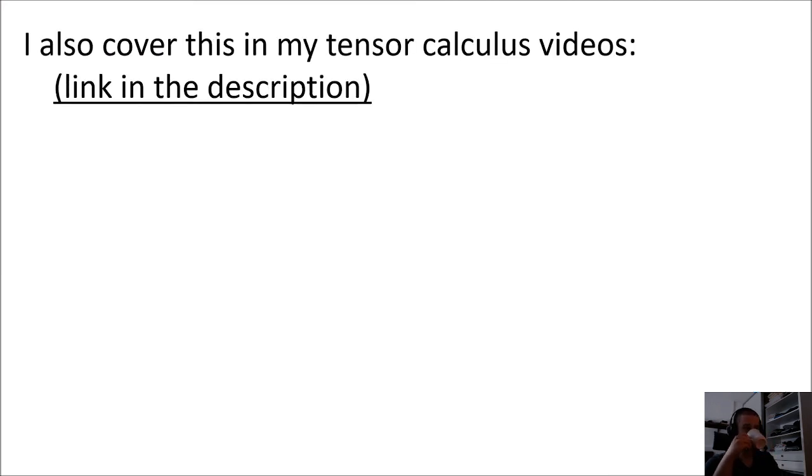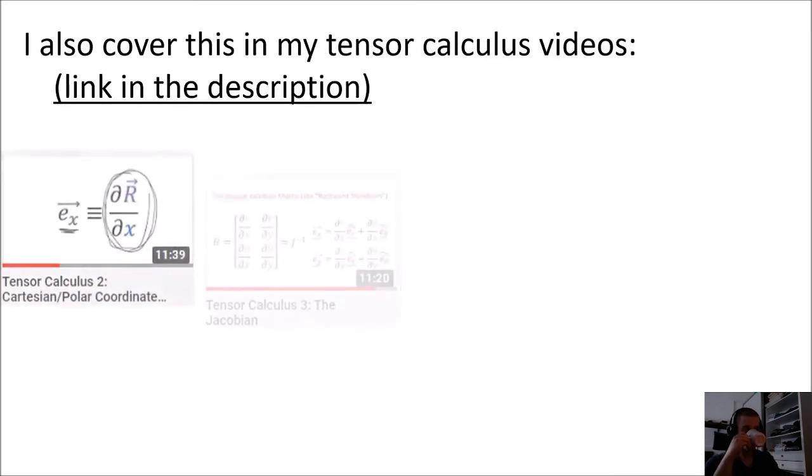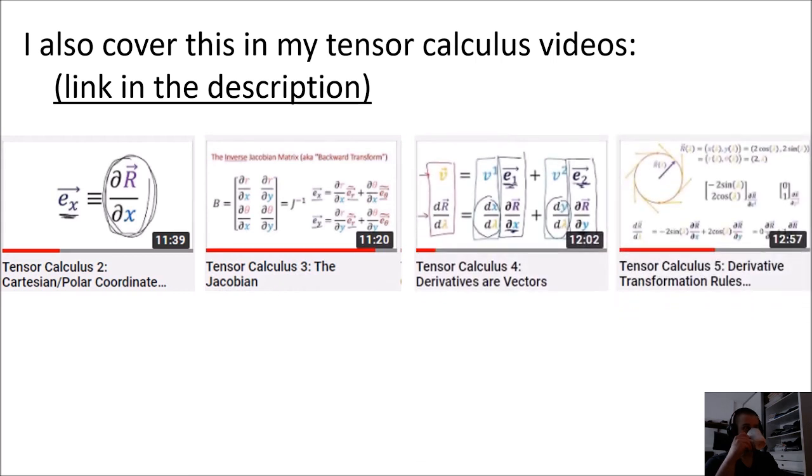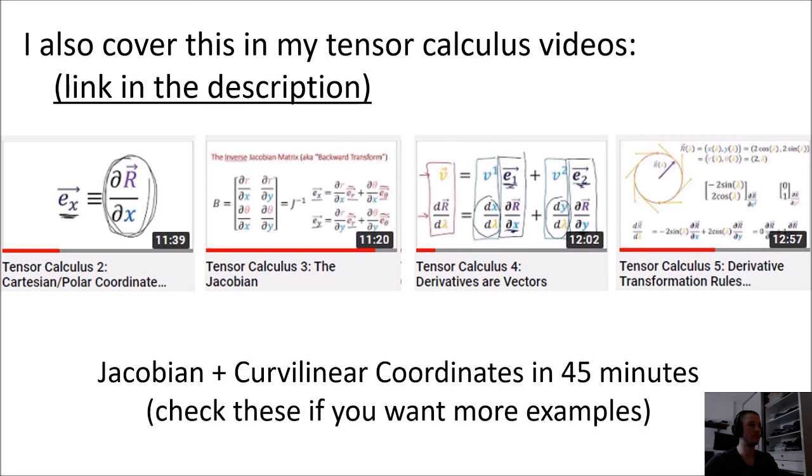I've covered basis vectors and the Jacobian before in videos 2, 3, 4, and 5 of my tensor calculus series. The links to those videos are in the description. The main difference is that the tensor calculus videos cover polar coordinates, whereas this video will cover Rindler coordinates. The tensor calculus videos are more slow-paced than this video, so if you find this video confusing, the tensor calculus videos might help make things clearer.